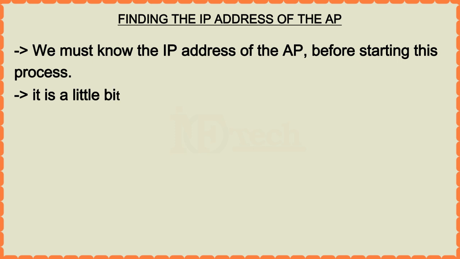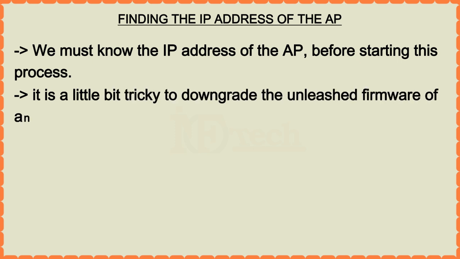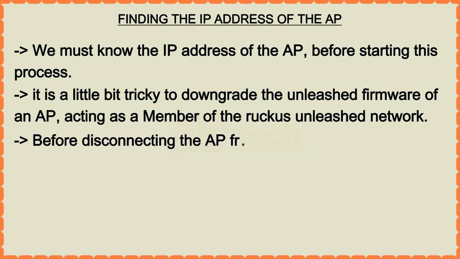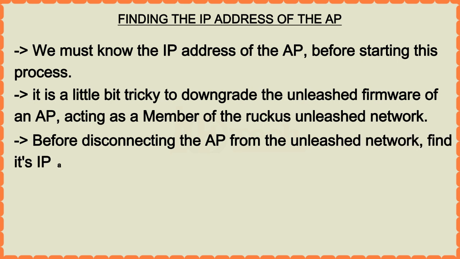Let me explain. It is a little bit tricky to downgrade the firmware from Unleashed to standalone of an access point acting as a member AP of the RUCKUS Unleashed network. So, the best way to downgrade the firmware of such an access point is, first of all, to disconnect that AP from the Unleashed network and then directly connect it to our PC or laptop. But, before disconnecting an access point whose firmware has to be downgraded, we must find the IP address of that access point.